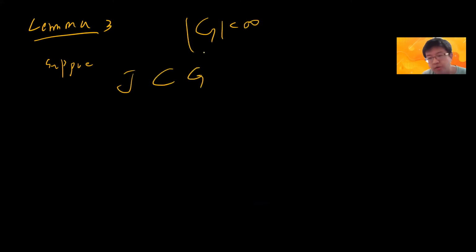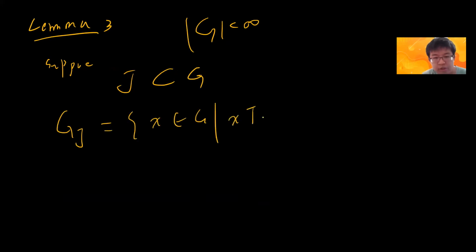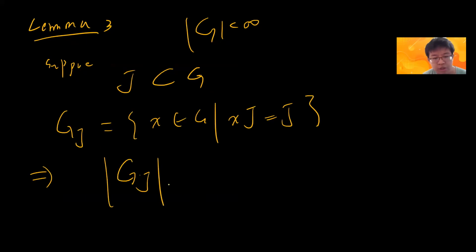Lemma 3 is also trivial. Suppose you get some finite group G, and you take some subset J, which is a subset of G. Then you can define a set called G_J, which is the set of x in the group G such that xJ fixes J. Then the number of elements of G_J is less than or equal to the size of J.